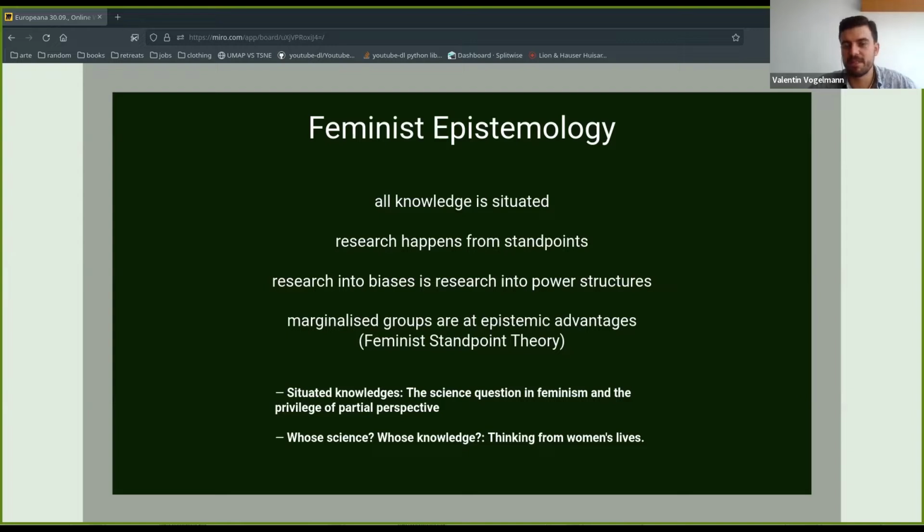Further, feminist epistemology argues that, and this is specifically about research into biases, this could probably also be said about other things, I'm not sure, to be honest, that bias research is equivalent to research into power structures, right? Bias research doesn't just happen, quote unquote, in the lab, but bias research is also a social act. So while you're researching bias, you're also looking at society at large and looking at, okay, what power structures do we find here?